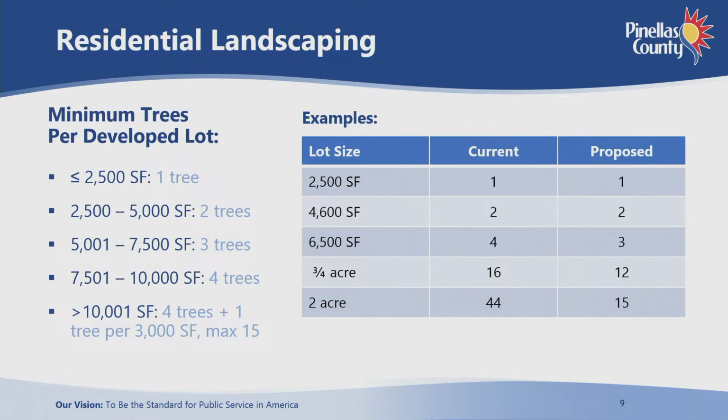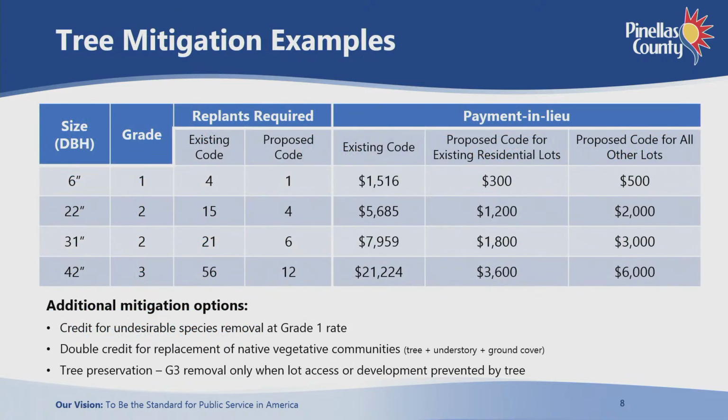Question, I'm sorry. Go back one slide if you would, and just looking at the double credit for replacement of native vegetative communities. So in the list of undesirable trees, which whatever those might be, are removed, what do they have to be replaced with? These tree requirements you're talking about, these mitigation things, those are all like the right kinds of trees.